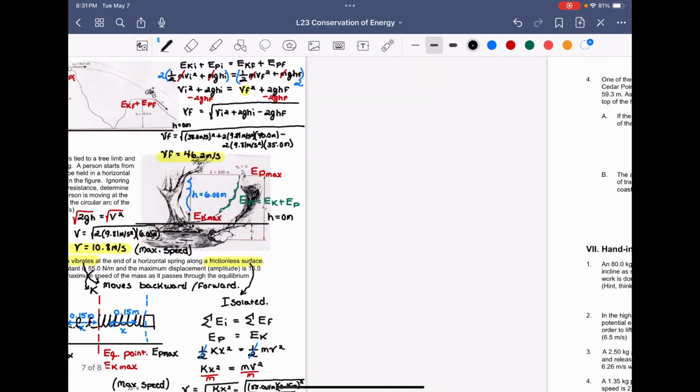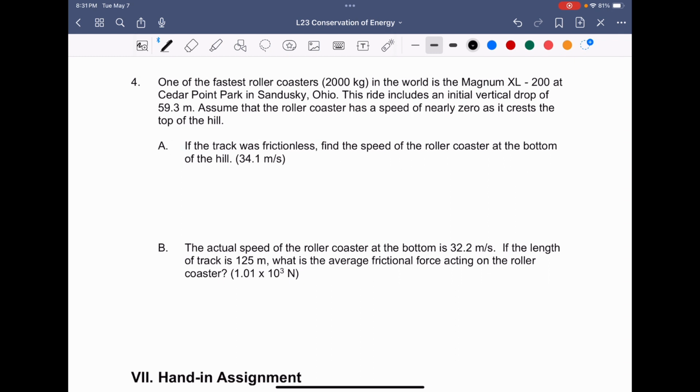All right, we got one more example to do. It's this one here. One of the fastest coasters is 2,000 kilograms in the world, and it's the Magnum XL 200 at Cedar Point Park in Sandusky, Ohio. Wow.